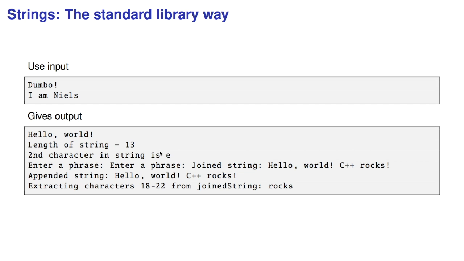The phrase, okay, yeah, joined string, hello world, C++ rocks, etc. Try to convince yourself why this works, and if you extract stuff from this string, it was chosen so that the word rocks exactly comes out of it as the extracted string. Okay. Strikes me as being a reasonable approach.